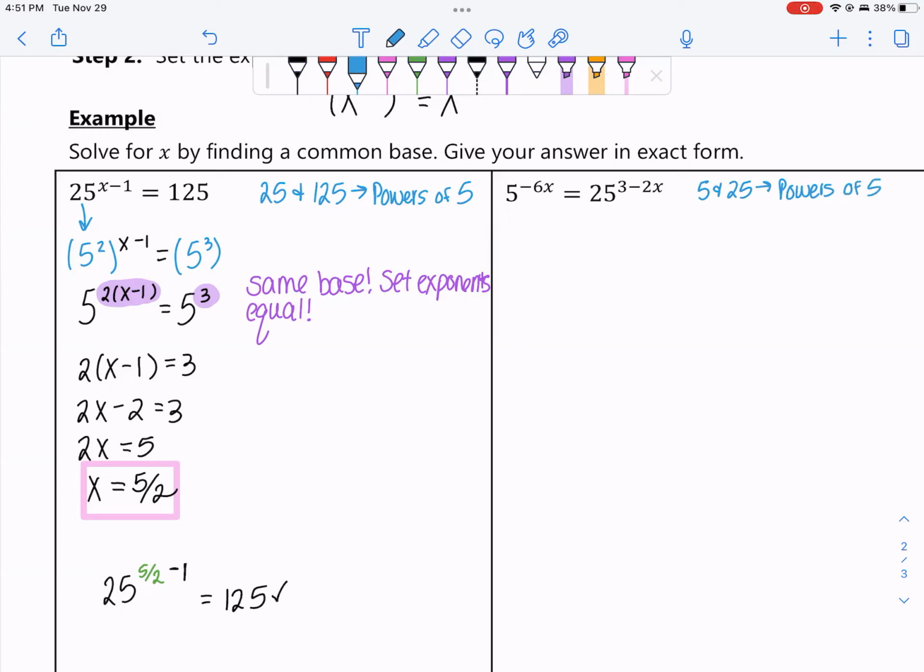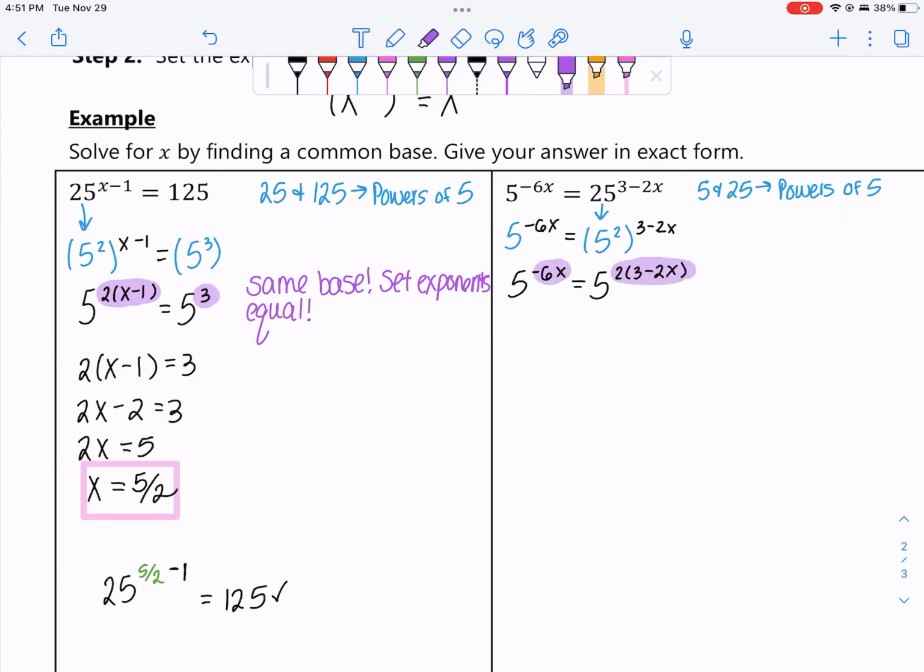5 is already written in the correct way. So we have 5 raised to the negative 6x. 25 is 5 squared raised to the 3 minus 2x. So I have 5 to the negative 6x is equal to 5 raised to the 2 times 3 minus 2x.